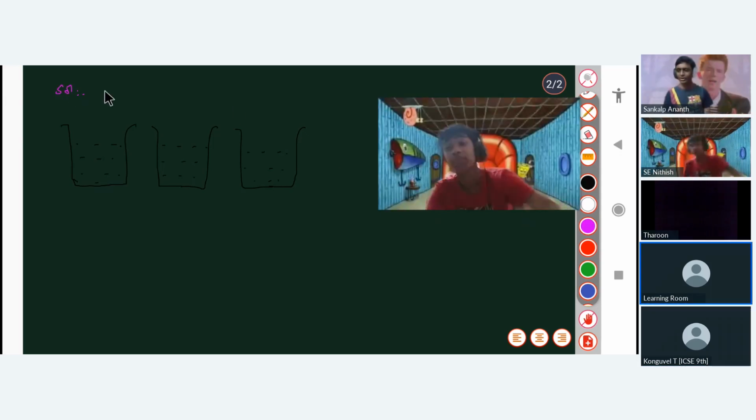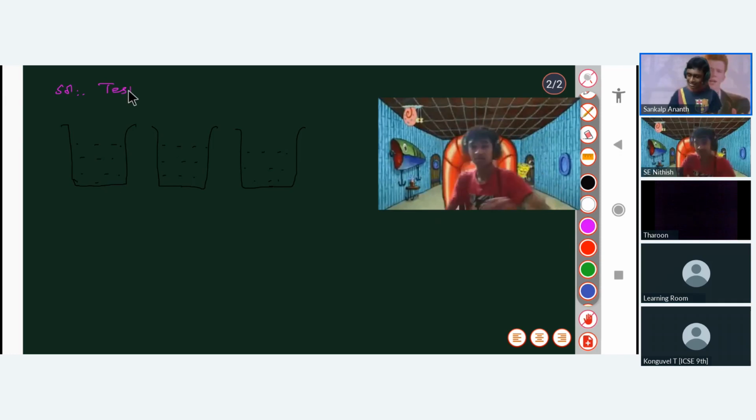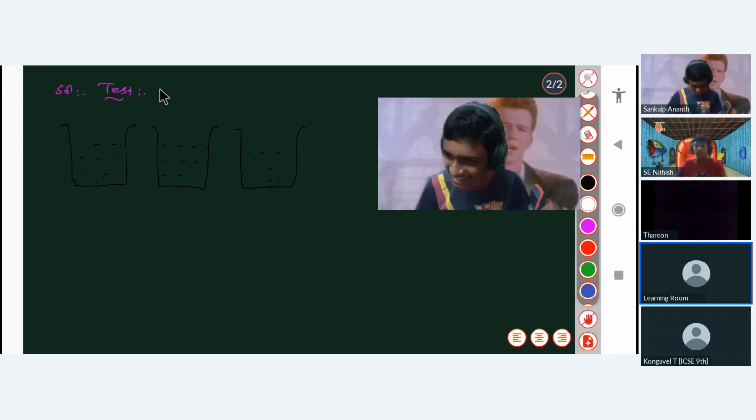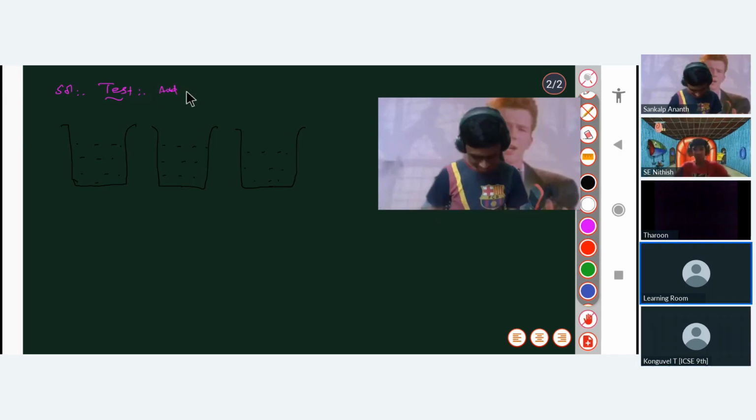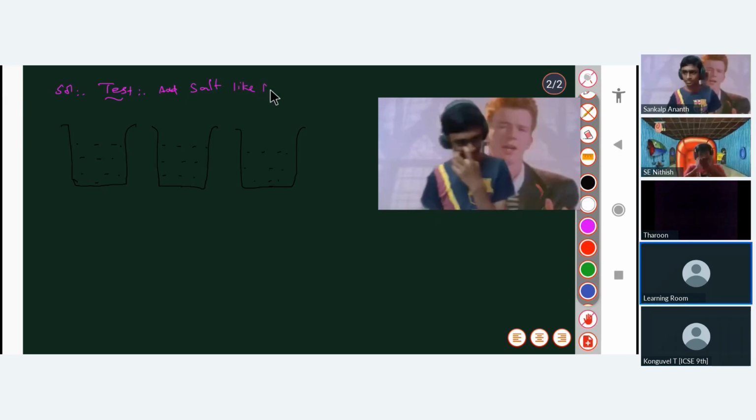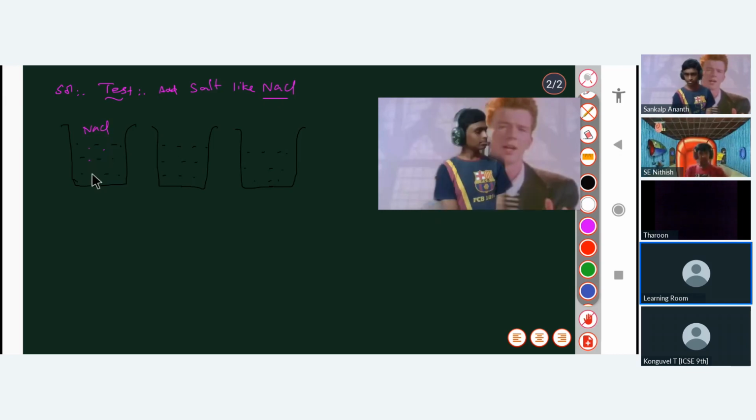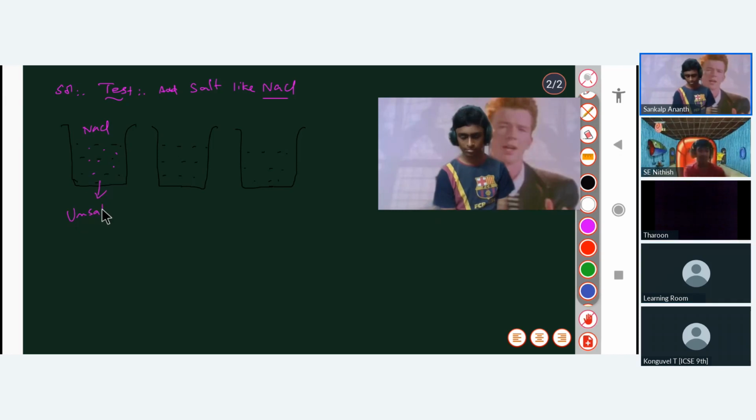Whenever you have to test this, you will remember that you will just add salt, like NaCl, right? Yes, sir. When you put this NaCl salt in the solution, let's say it dissolves in it. That means it is unsaturated, right? And if the NaCl salt gets deposited here, that means it doesn't dissolve anymore, so it is saturated, right?